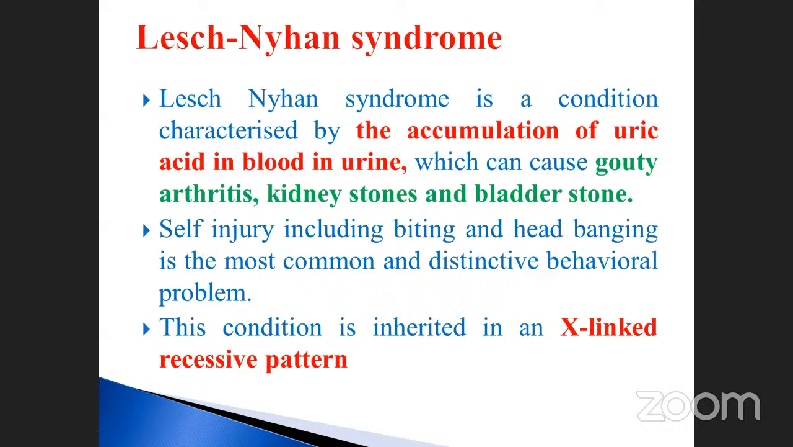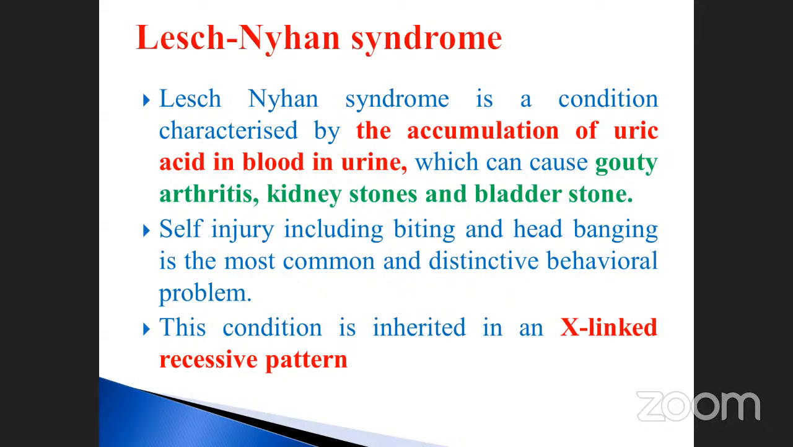This condition is inherited in an X-linked recessive pattern. X-linked recessive pattern. Okay. This is very, very important, so you must note it down. Lesch-Nyhan syndrome, uric acid. What will be the symptoms? Particularly gouty arthritis, kidney stones, bladder stones, all related to urinary problems. Which is the behavioral one? And which chromosome is responsible for this? X-linked recessive gene only.